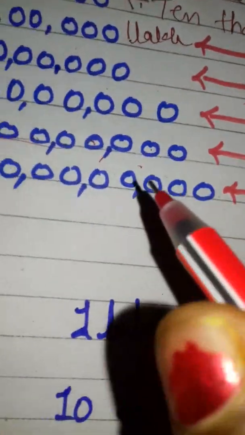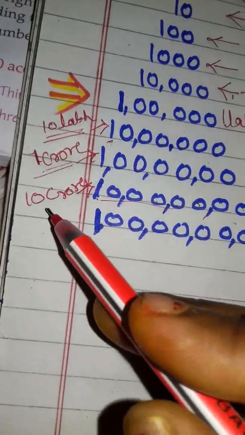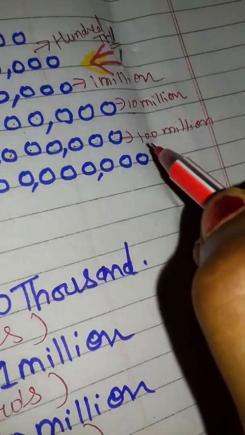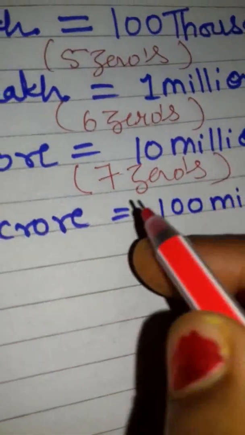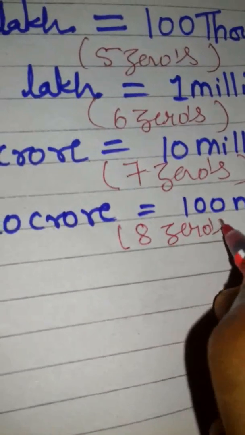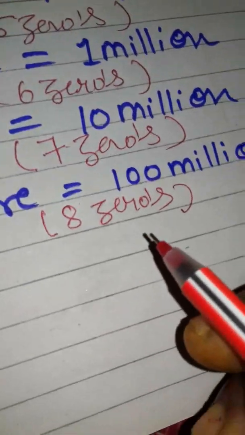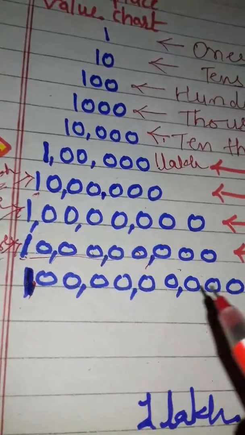So what this 9 digit number shows is that 10 crore is equal to 100 million. So this is our 9 digit number in which there are 8 zeros. So we can say in 10 crore there are 8 zeros, or we can say in 100 million there are 8 zeros. Now let us see the next number.